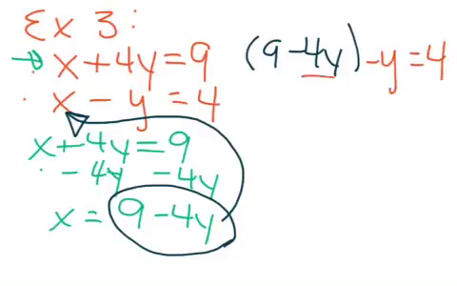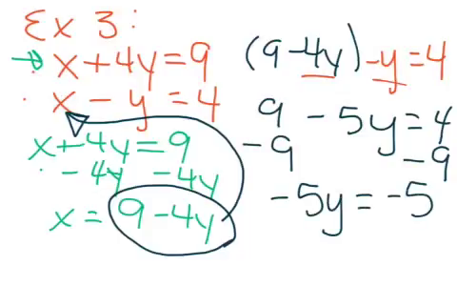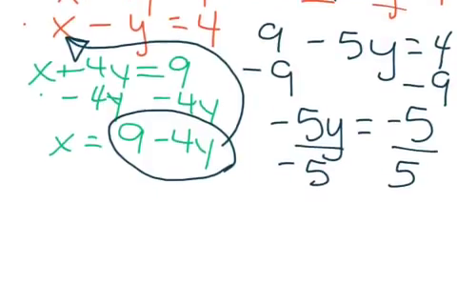So negative 4y and negative y combined together give me negative 5y. And then I'm going to subtract my 9 from both sides so that I have negative 5y equals negative 5. And divide both sides by negative 5, and I get y equals 1.